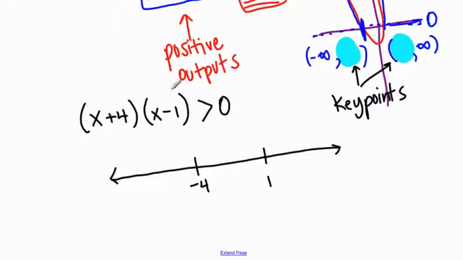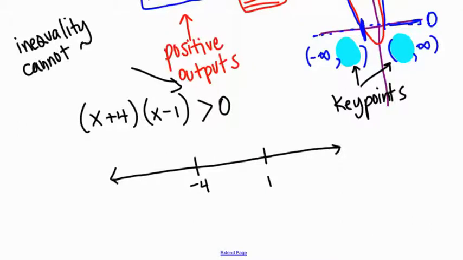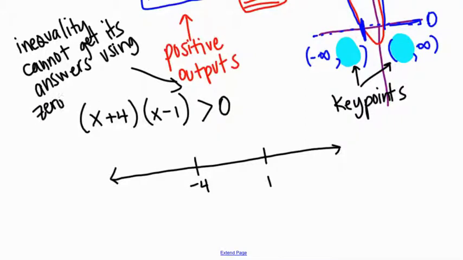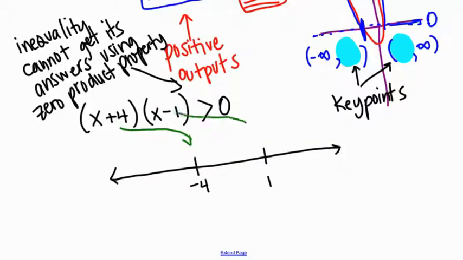However, this is an inequality. An inequality cannot get its answers using the zero product property. The zero product property says if you multiply two numbers and one of them is 0, then their product will be 0. We don't want the product to equal 0. We want something that's greater than 0. So we're just going to use these key points, negative 4 and positive 1, and then we're going to look for the truth in each one of these intervals.